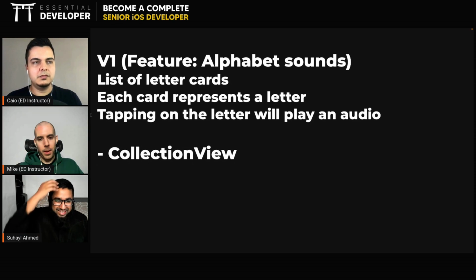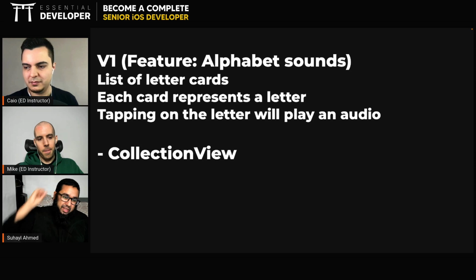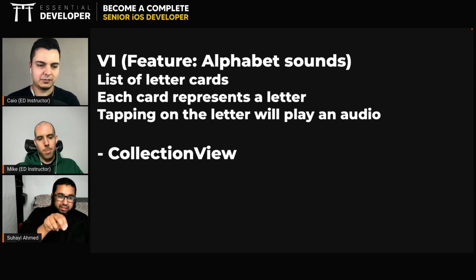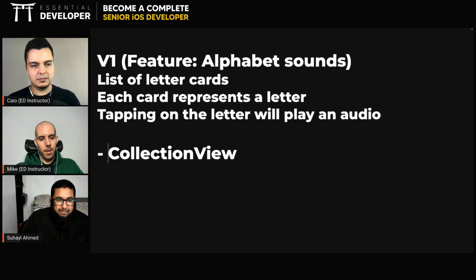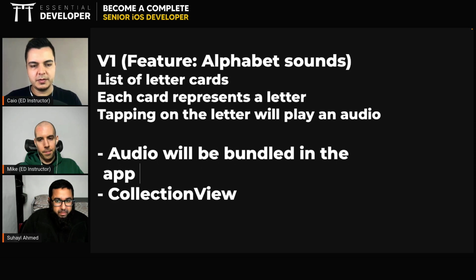So my mind, as you said, is going in all different areas. I'm thinking about the letters themselves, and there's a collection view that's going to get that data. Where's that going to come from? Most likely, for now, it's just going to be a file embedded in the application. I don't see any need, definitely not at this stage, for any kind of remote downloading of anything. So again, audio will be bundled in the app, so offline.